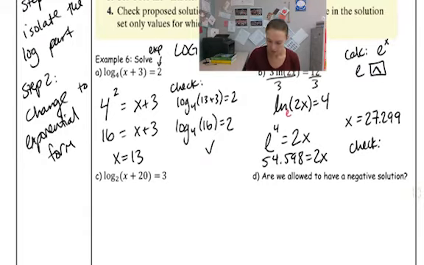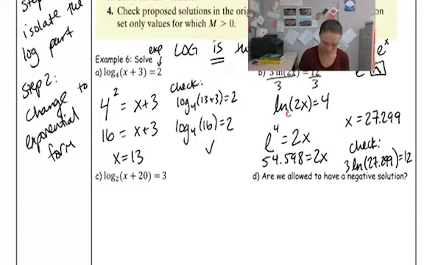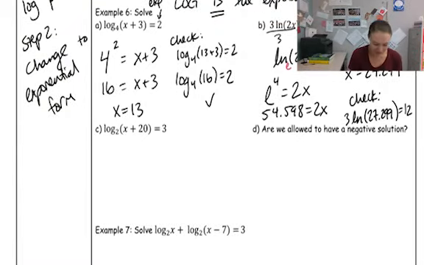Again, you want to check that to make sure it doesn't make the log have a negative or a 0 argument. So 3 ln of 27.299 equals 12. And you can actually plug that in your calculator. See if 3 times the ln of 27.299 equals 12. And remember, we rounded that answer, so it might be a little off, but as long as it's really close to 12, you're fine.